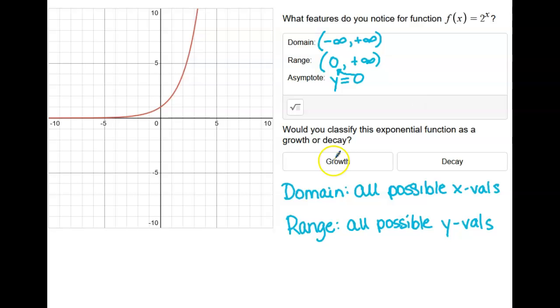And we would classify this as exponential growth because remember, you read a graph like you read a book from left to right. So as we come over here, this graph is really low, and as we move to the right, it keeps getting higher and higher. It's growing and growing. And so we would classify this as exponential growth.